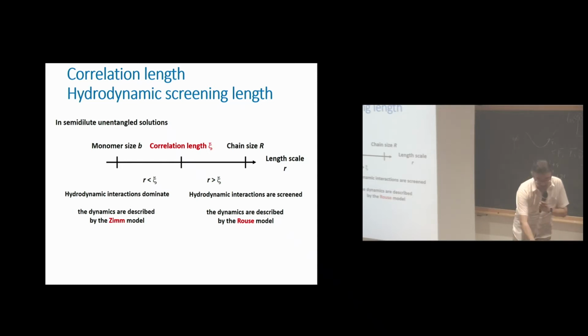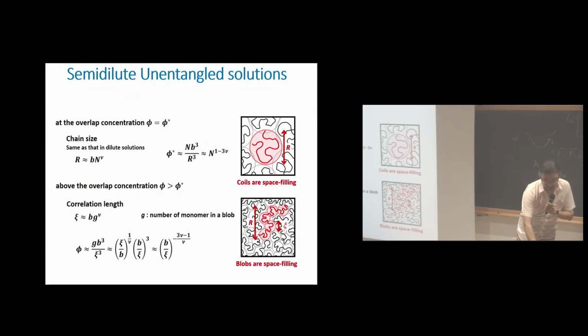So here this is a chain. In fact, this is a blob, so this chain is a Gaussian chain of blobs. In this schematic, you have 5 monomers. So it behaves like that, but inside, at smaller length scales, it should be a Zimm.